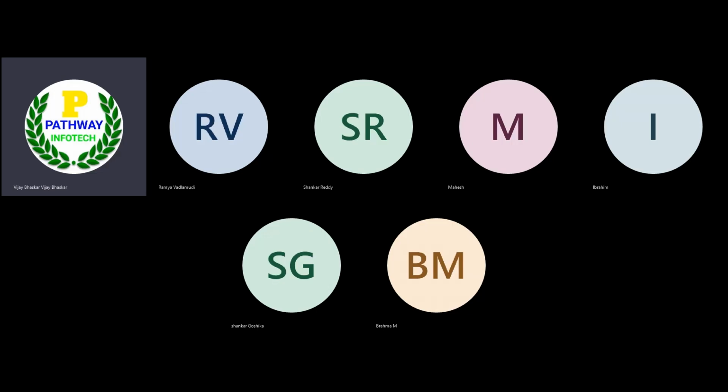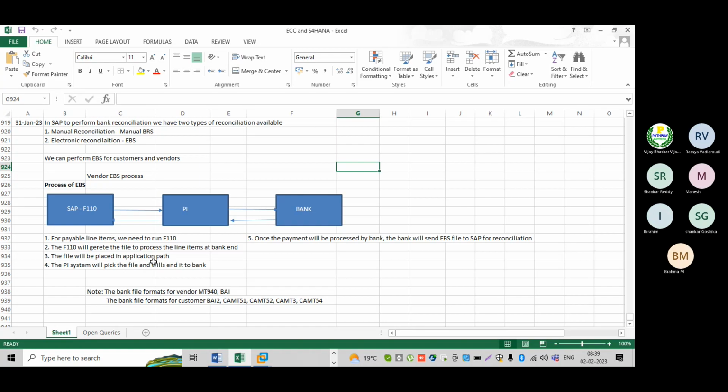Okay, so the electronic bank statement: how does the system work, and what are all the steps we need to take care of? Okay, so the process, how it is going to work, as I was explaining in the last session. Quick recap once again: for the bank reconciliation process, we have two types. One is manual bank reconciliation, and another one is electronic reconciliation.